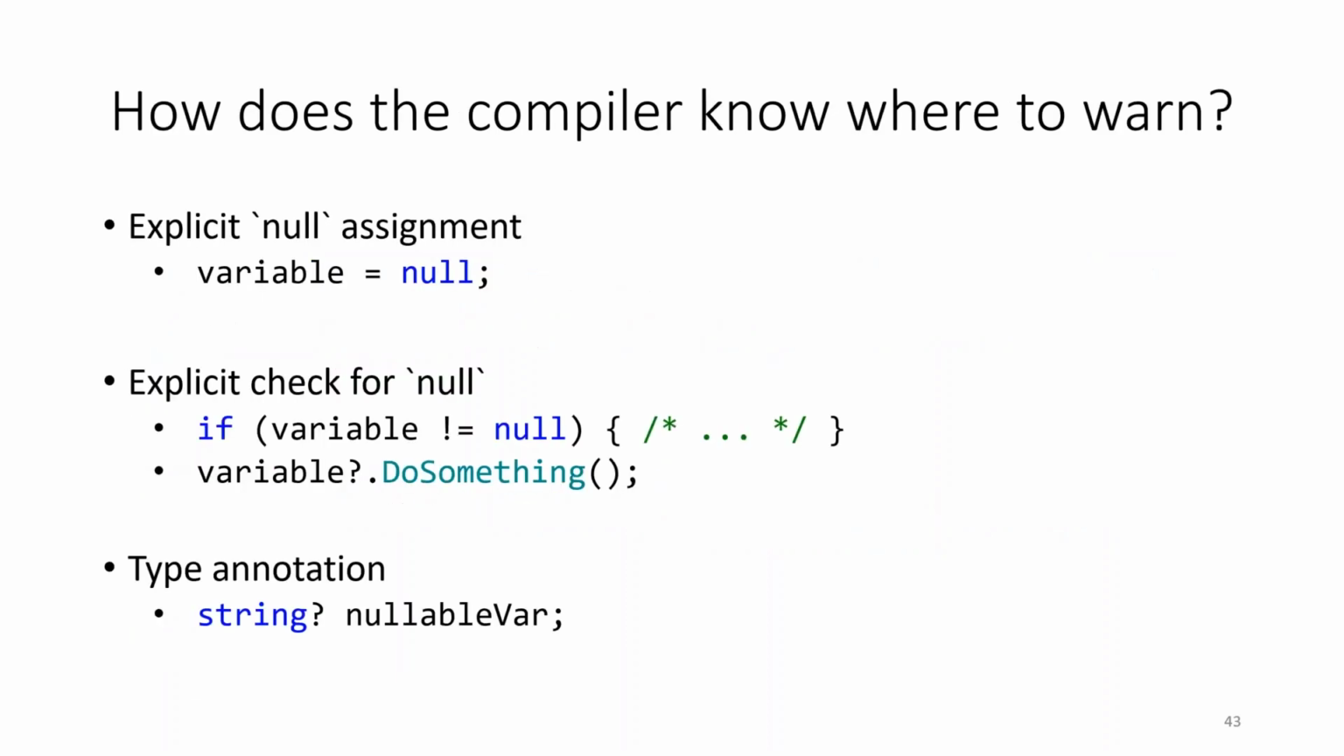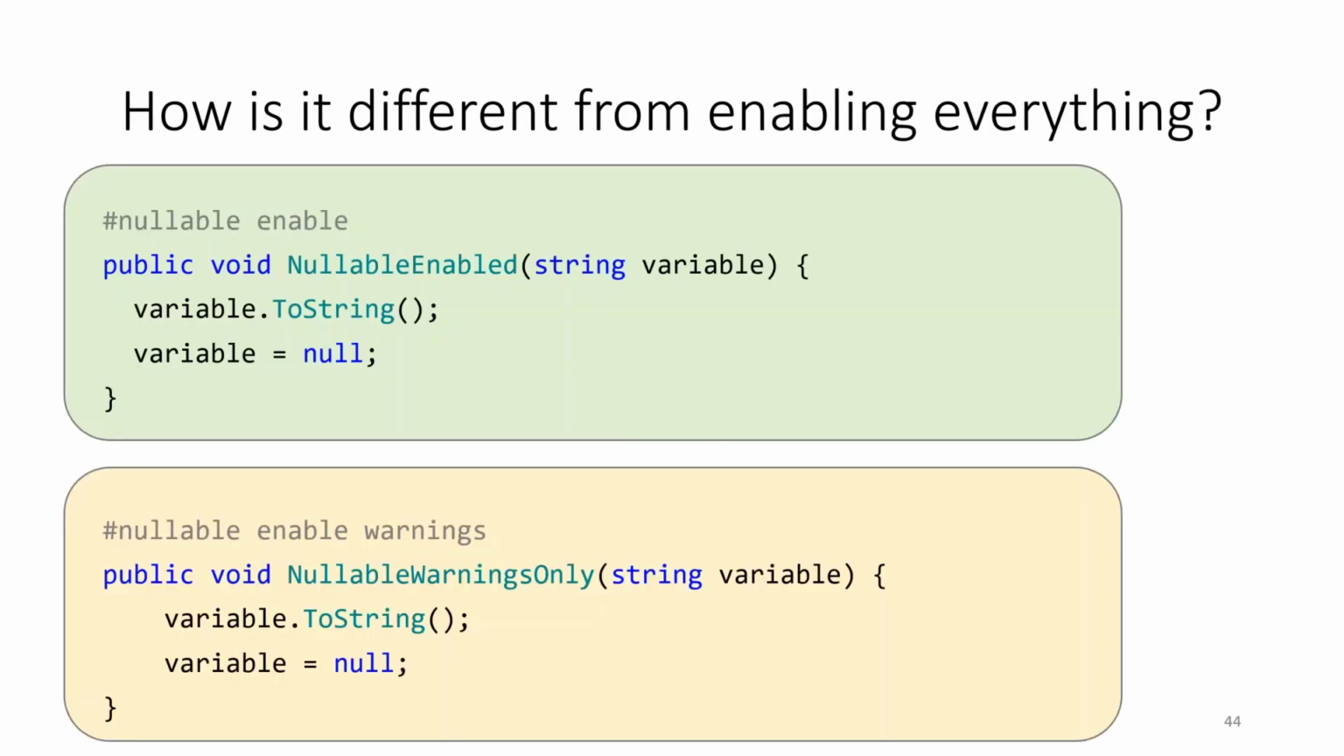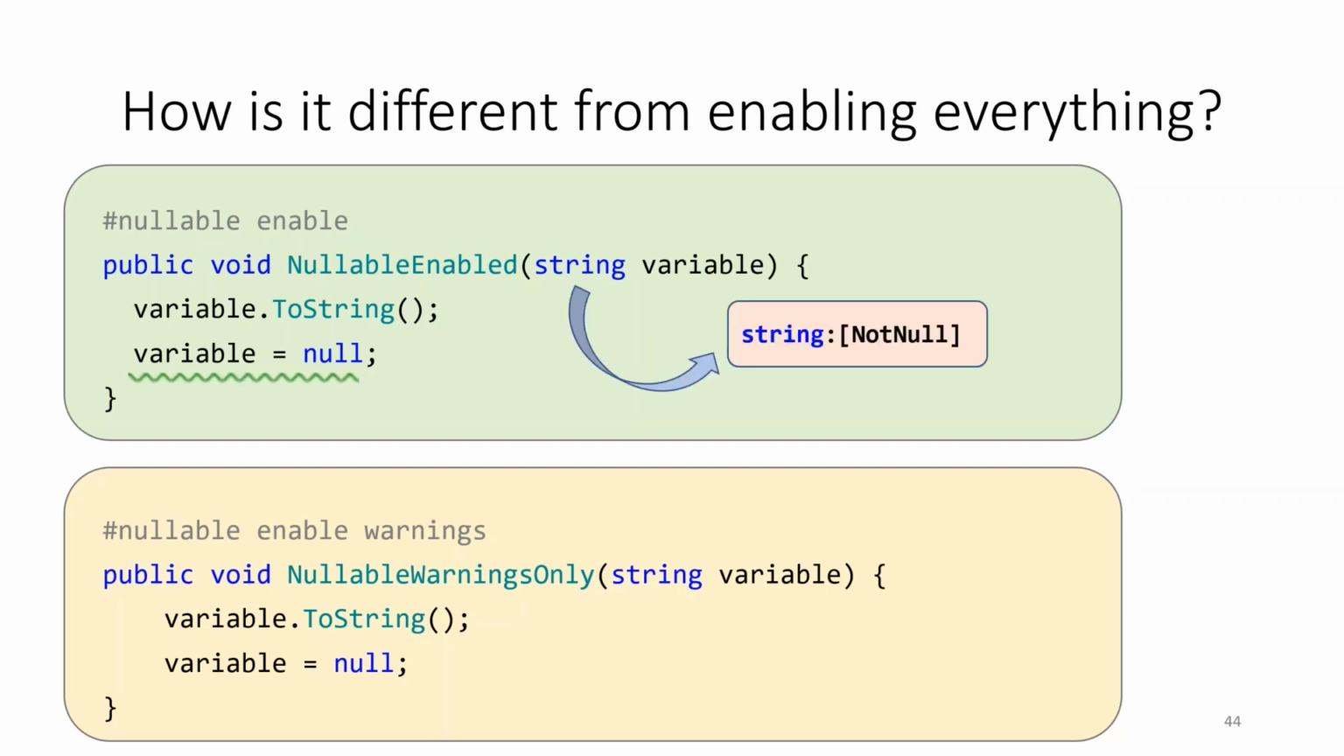And the compiler will notice explicit null assignments, explicit checks for nulls, such as a comparison with null or conditional access, or actually annotated types. And you might wonder what's the difference from the mode with enabling everything. And the difference is that when I enable nullable reference types in my project completely, all my types become either nullable or not nullable.